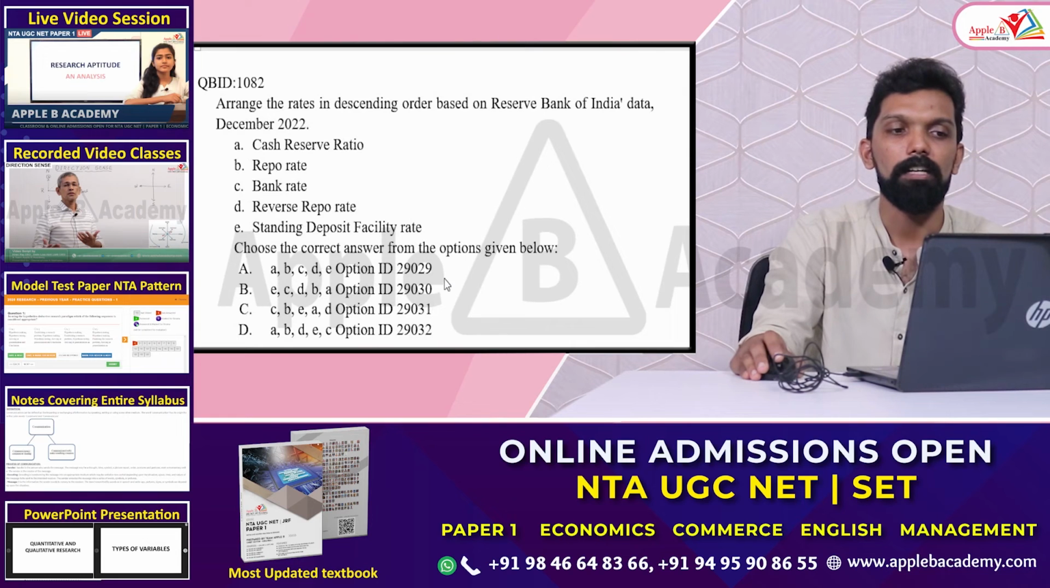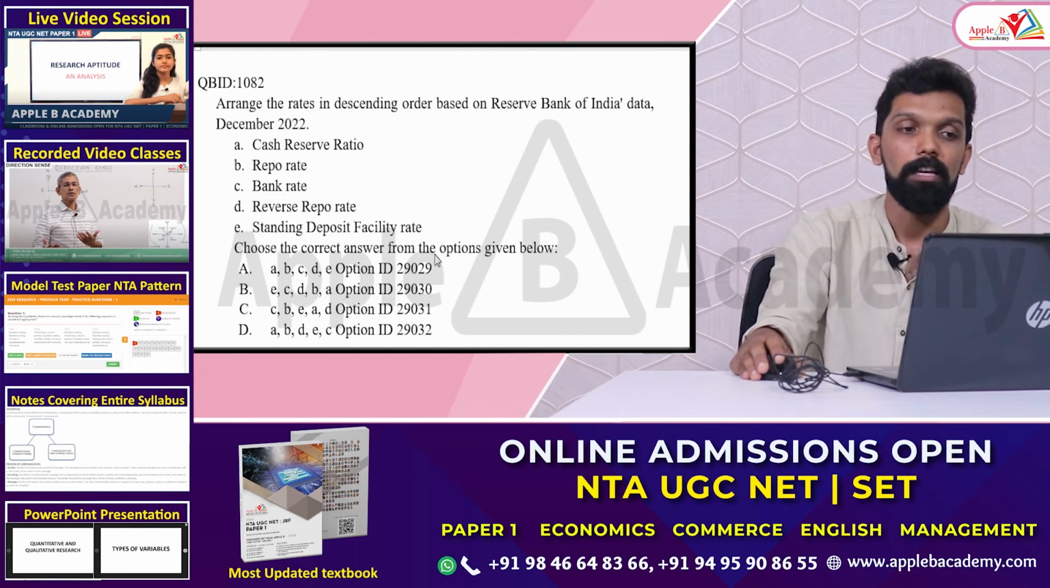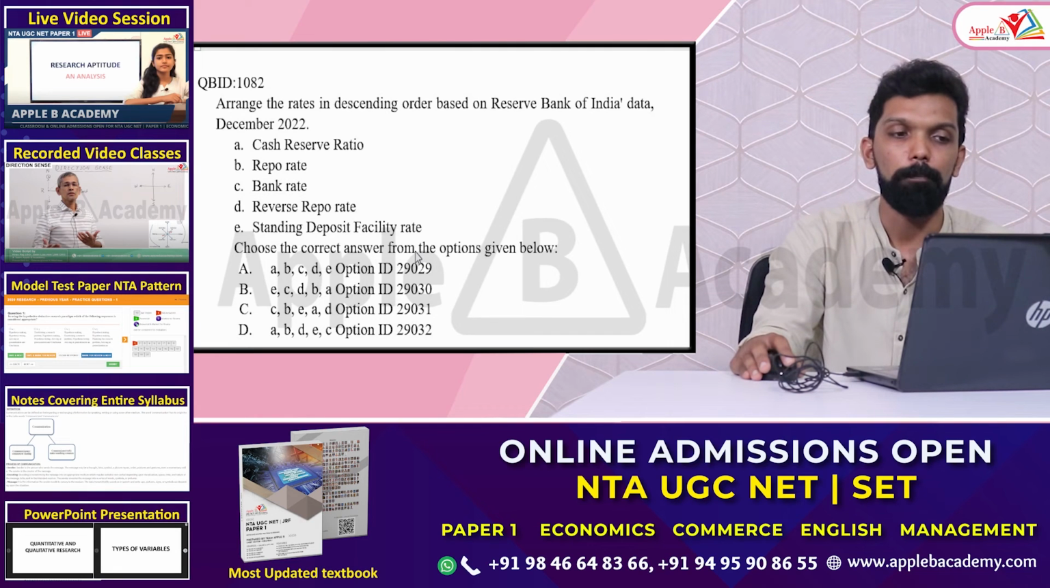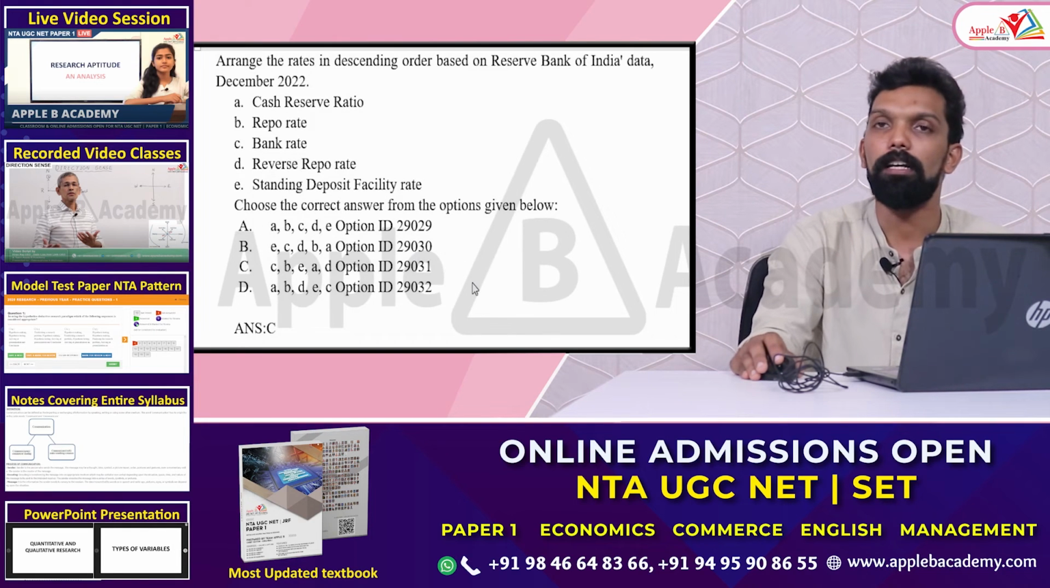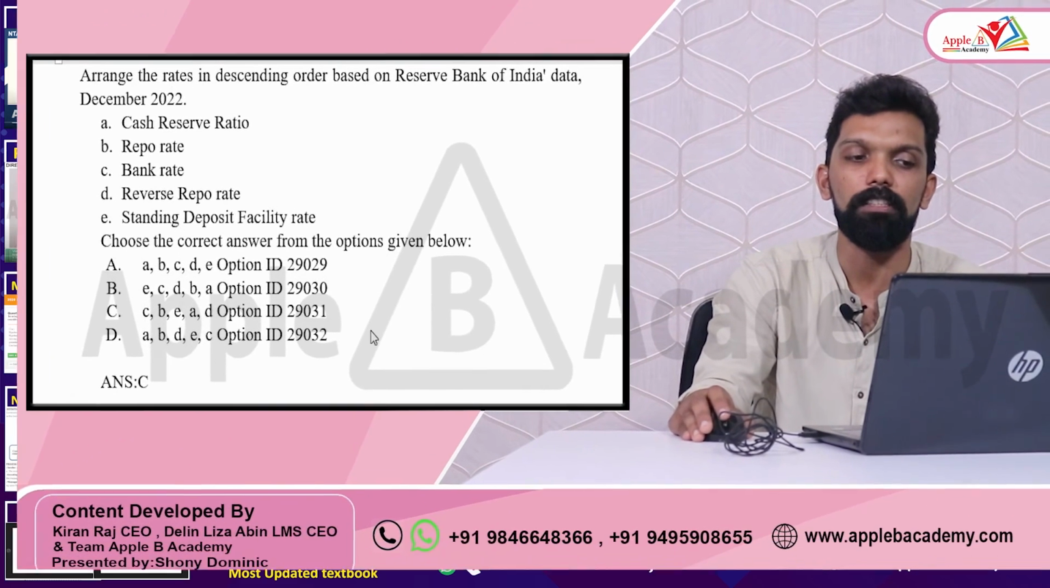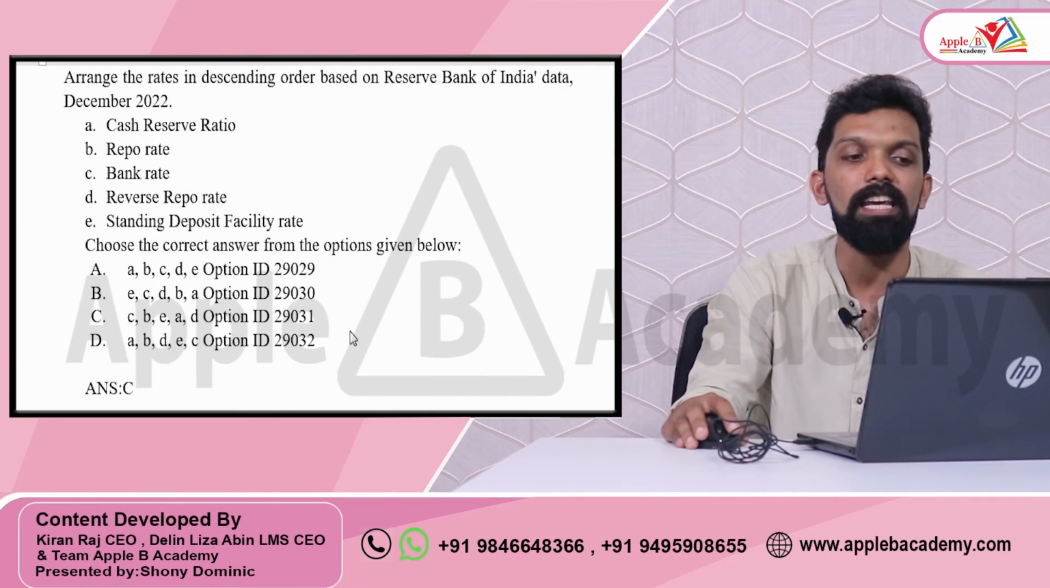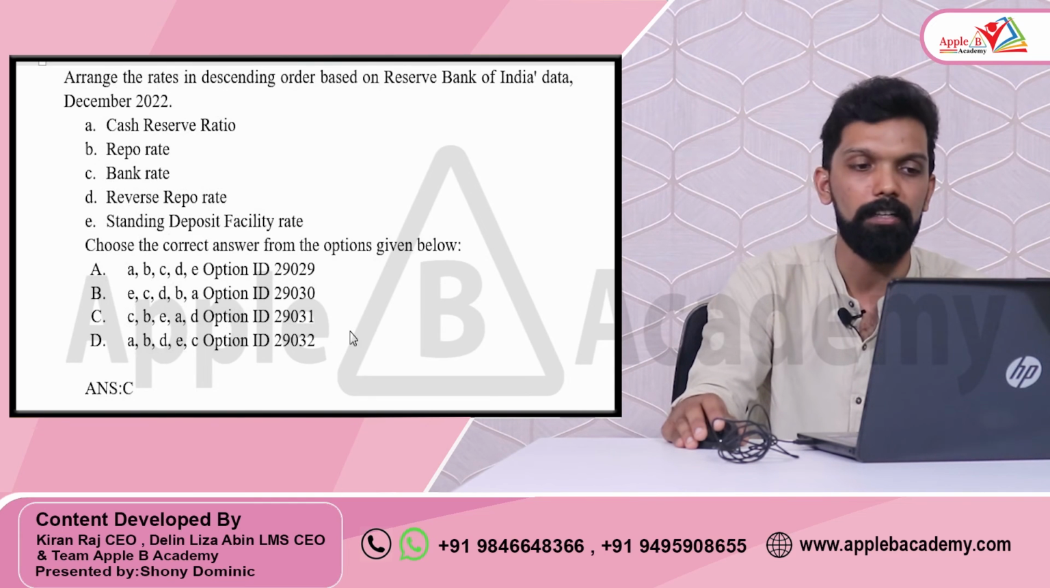So again, arrange the rate in the descending order based on the Reserve Bank of India data December 2022. So we have different monetary policy instruments: cash reserve ratio, repo, bank rate, reverse repo, standing deposit facility. So we need to arrange in a descending order. So the right order for this question is option C, which is C, B, E, A and D.